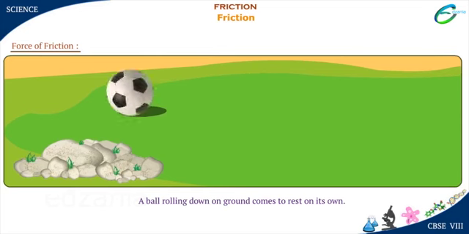When an object moves over a surface, then due to contact between the surface and the object, the surface imparts a force on the object in a direction opposite to that of moving object. Let's see more examples of force of friction.